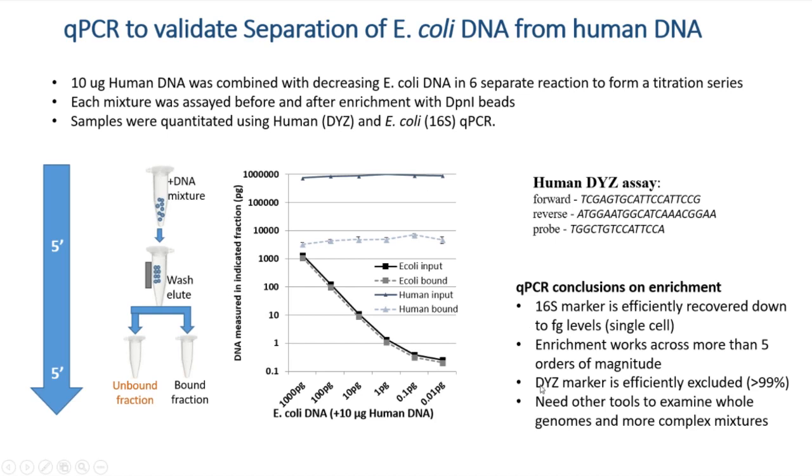We can also say that the human DYZ marker is efficiently excluded by about 99.6% in most of these tests. But we're only looking at these 2 markers. So we have to look at other tools to examine whole genomes and look at more complex mixtures. And that's in the next slide.